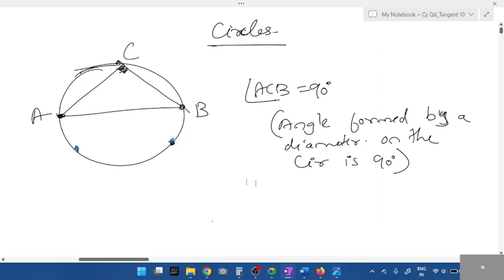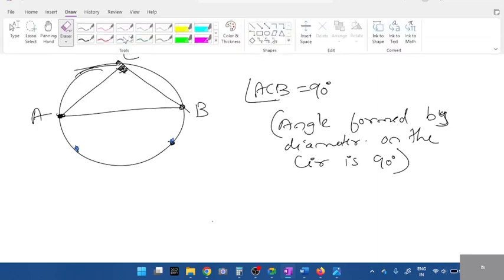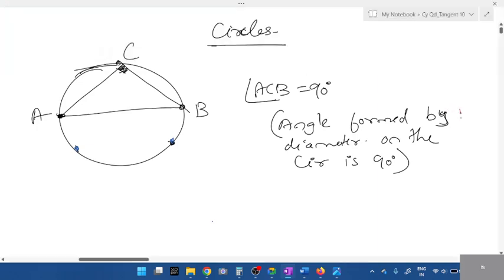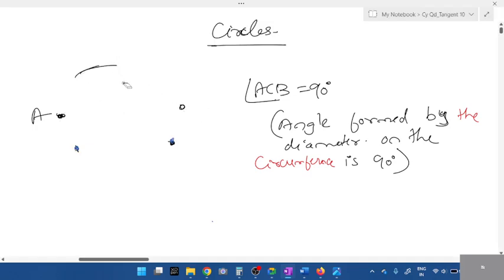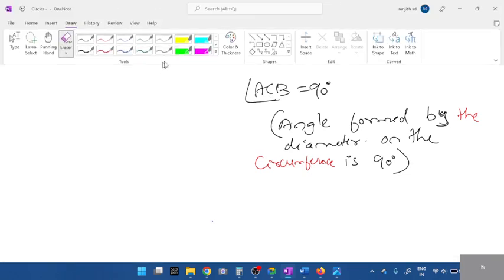Angle formed by a diameter, not the angle formed by the diameter. CIR stands for circumference. Don't write it as circle. CIR stands for circumference. So these are the theorems, students. Only for this you have to write it like this. Is it clear? Understood?